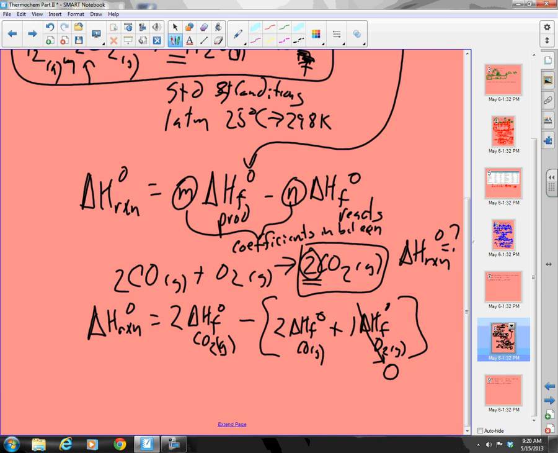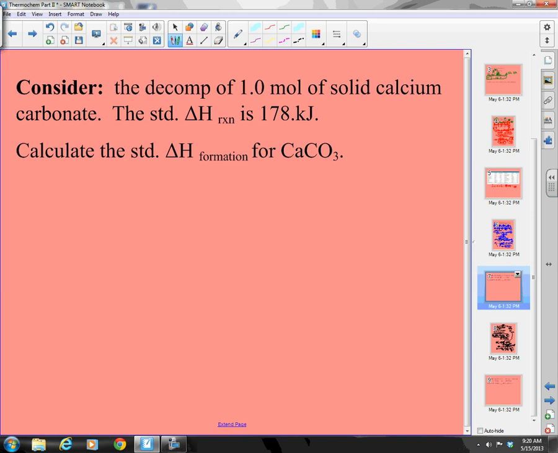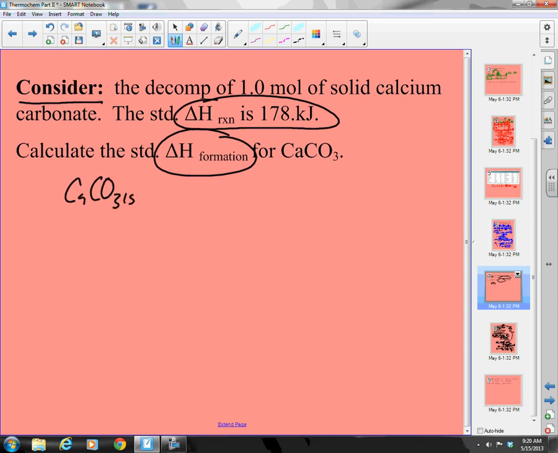Excellent. So where do we go from here? We do one more trick here. We can now calculate a standard heat of formation if we're given the standard heat of reaction. So consider the decomposition of 1 mole of solid calcium carbonate, CaCO3, solid. It's going to decompose. This is a polyatomic ionic compound. When they decompose, they form what? Well, a metal oxide and a non-metal oxide. My metal oxides are solid. My non-metal oxides are usually, not always, but usually gases. So this is what we'd form.